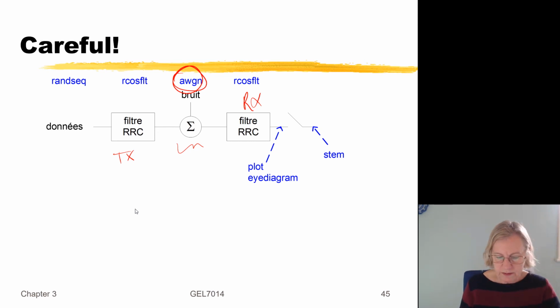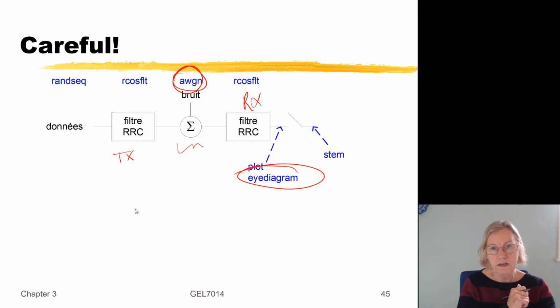Afterwards, we're going to plot what we call the eye diagram, which I'll be explaining. And if we plot the eye diagram, which is just a superposition of all of the symbols, we would see the effect of the noise and the pulse shaping. And in fact, that is what the homework assignment is about.